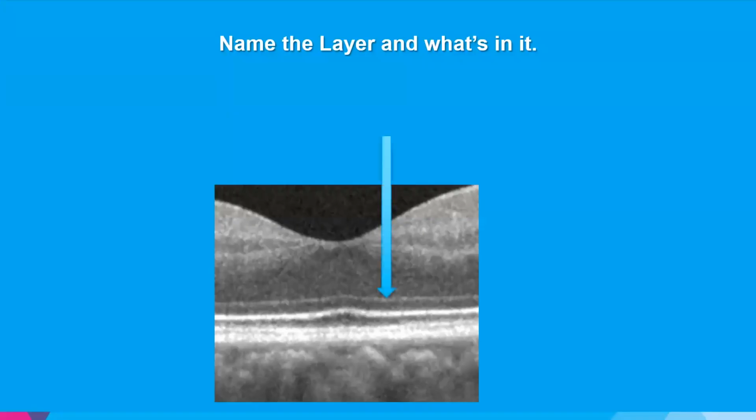Here's another name the layer. Okay, we're going to point to this line, and I want to know why it looks the way it does. So what is this line? It's the external limiting membrane. External neural limiting membrane. What are the two cells involved with it? Do you remember?